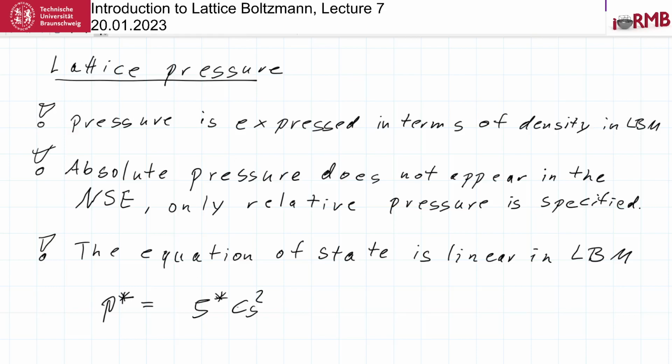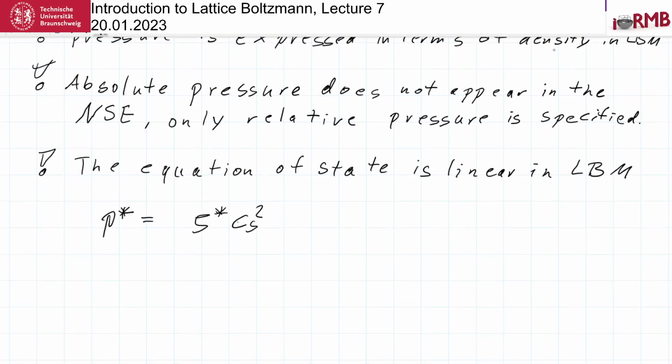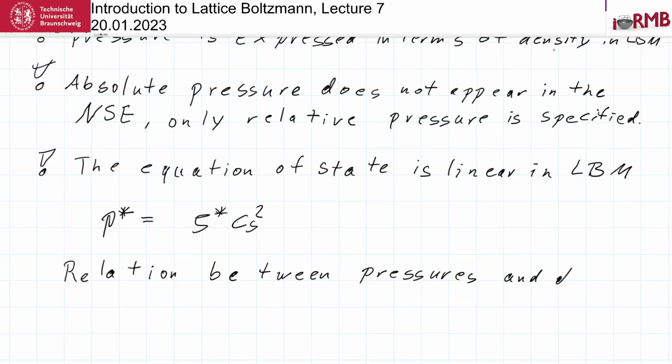So the speed of sound, of course, is a function of the temperature, but the temperature is considered to be a constant in Lattice Boltzmann. So since the pressure is related to the density, what we have to do is to specify the density in order to set the pressure. And because we only need to have a relative pressure, we have a relation between different pressures and their densities.